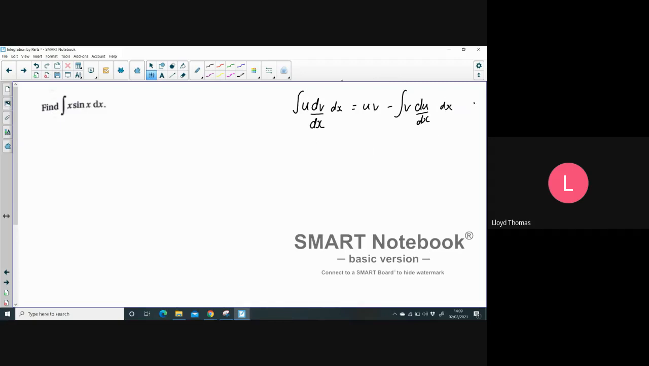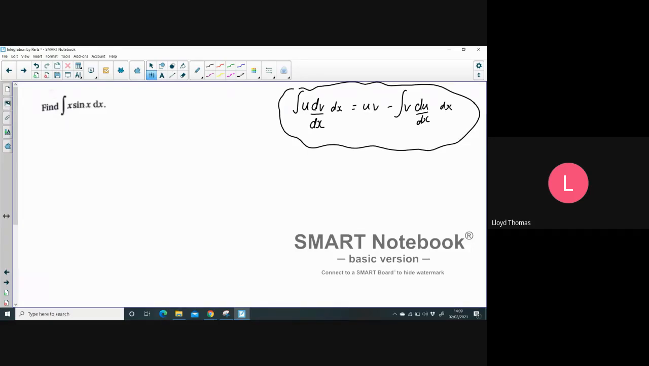This is what we have here. This is our integration by parts formula. Here is my first question. Find the integral of x sine x. Most importantly, you would spot that this is an integration by parts question because there are two things multiplied by each other, x and sine x.